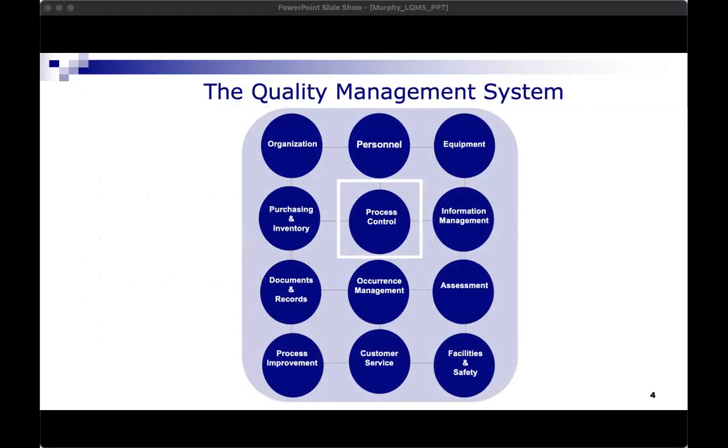So here you can see the 12 components of the quality management system, which you talked about a little bit on Tuesday. So today's topic of sample management and QC is part of the process control component, which you see here in the circle in the middle with the white square around it.